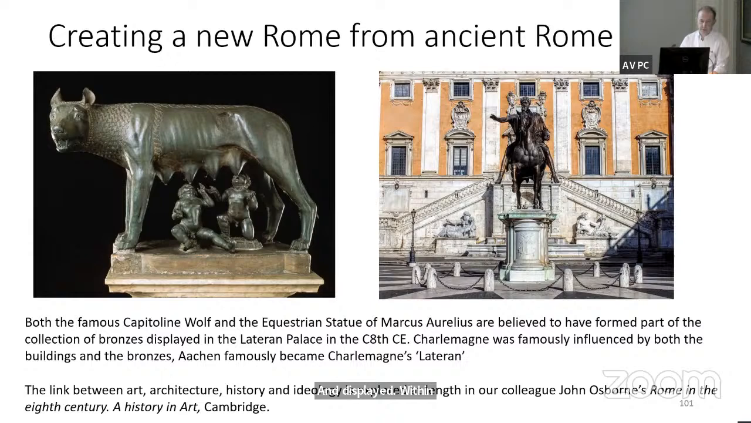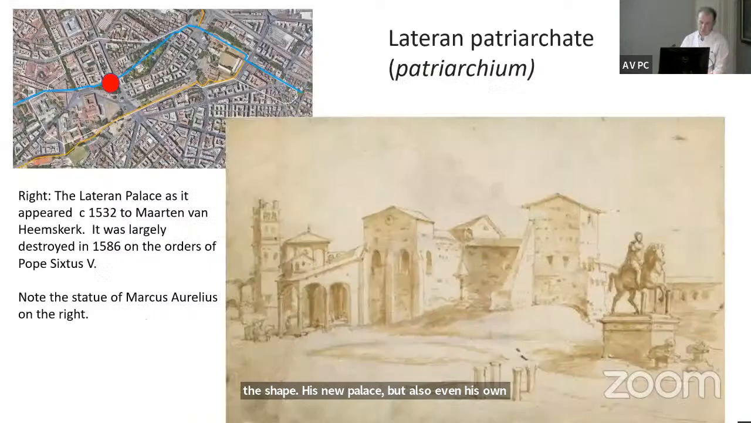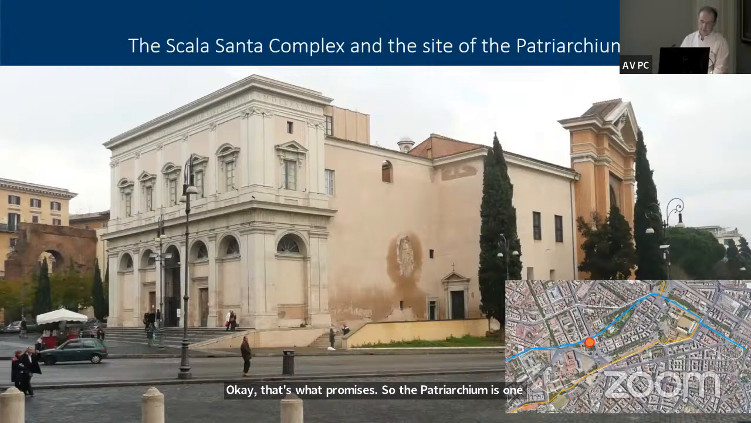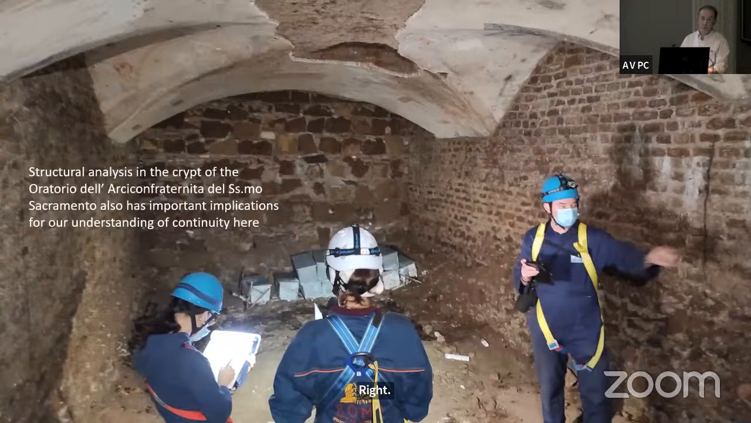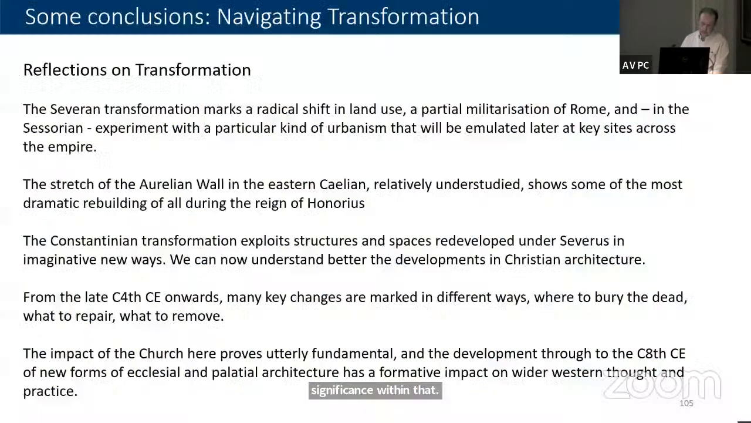And these were so powerfully influential that in time, Charlemagne, who was thinking of his own appropriate style of palace building as a way of presenting imperial power, drew on the inspiration of this area, the Lateran, in terms of determining not only the shape of his new palace, but also even his own collection of bronzes. So the Patriarchium is one of those structures that was to prove profoundly influential in its own right. Scala Santa was, again, an area that was to go on to have a significance within that complex, drawing many thousands of pilgrims to this day.